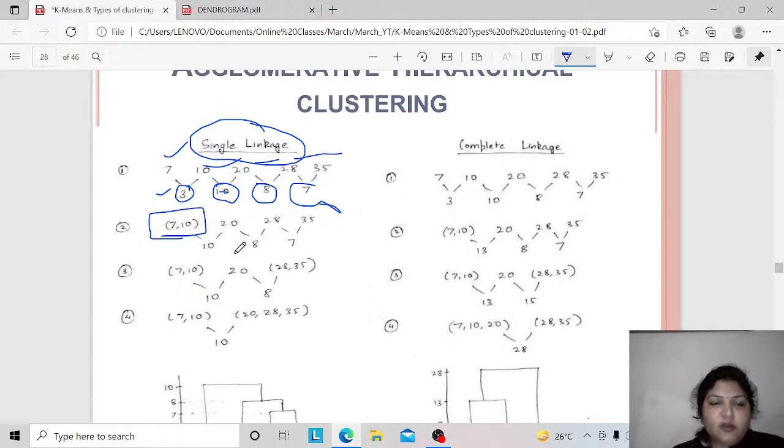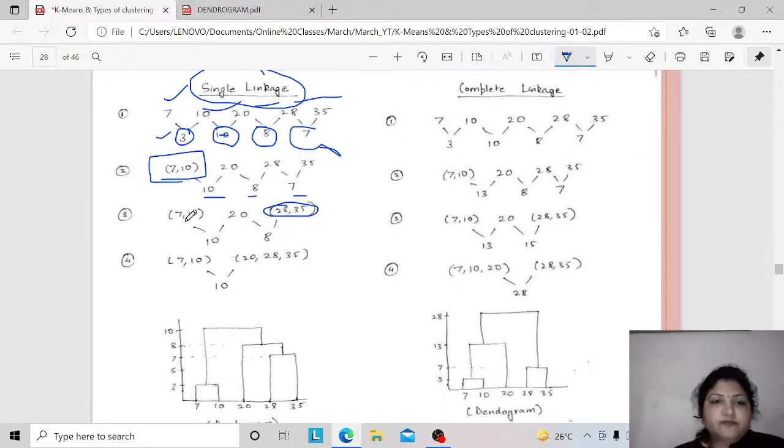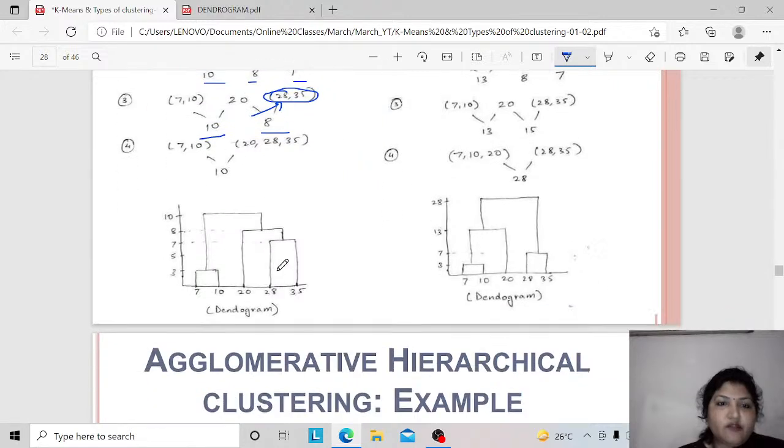And then again the same procedure will be followed, where you have 20, 28 and 35. Then you find out the distance between them. You have 10 and 20, then 8 and then 7. Again this would be having your minimum distance. Then you are going to club it like this, and you have made 28 and 35 a cluster, and again the minimum would be this, so it would be falling in this cluster, and we make the dendrogram for this.